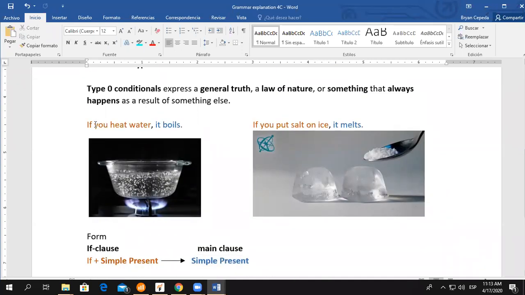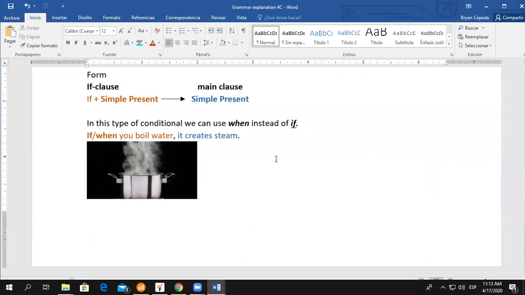For example, if you heat water, what is that? Simple present. It boils. What is that? Simple present. If you put salt, what is that? Simple present. It melts. Simple present. You see? As simple as that.